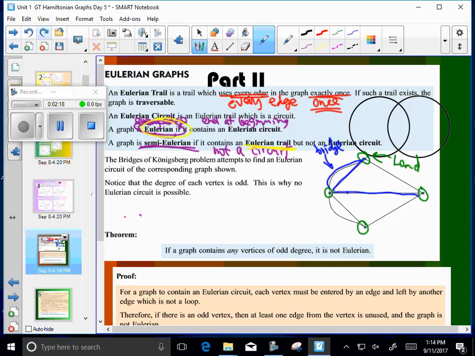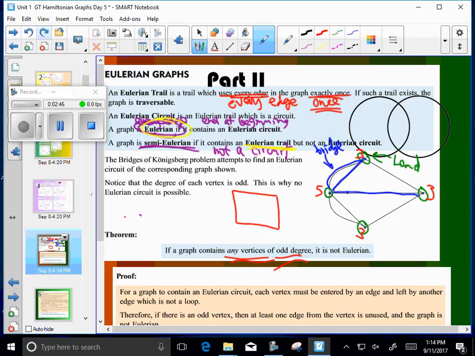Now let's look at the degrees. Here we have 1, 2, 3, 4, 5, 3, 3, 3. Okay? Here's the deal. If you have any vertices that are odd, it's not going to be Eulerian. If all of them were even, is that Eulerian? Boom, boom, boom, boom. Yeah.